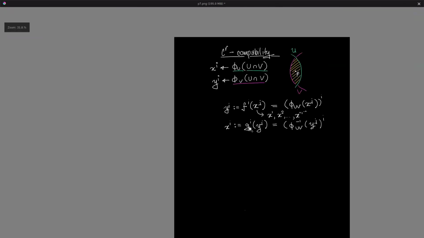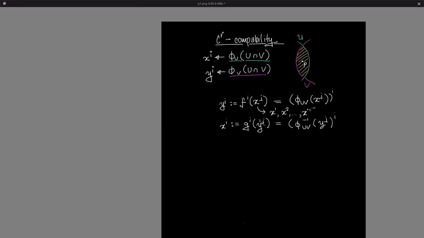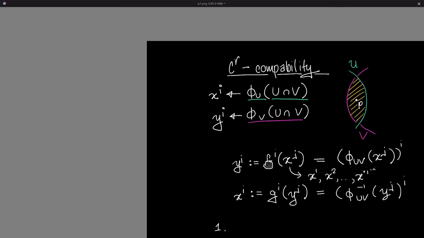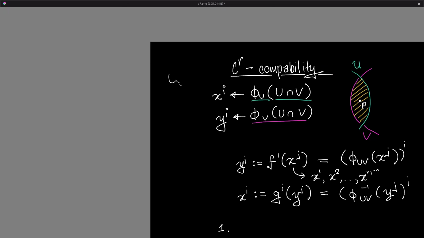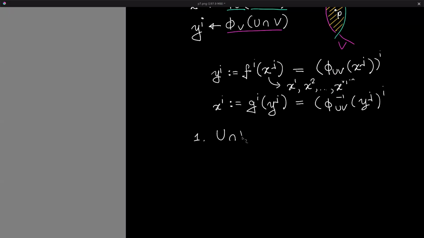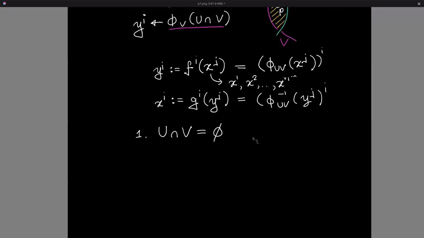And so, what does it mean for two charts to be CR compatible? We're thinking about two charts on subsets U and V. Either U intersection V is equal to the empty set, meaning U and V don't overlap at all, then they're always CR compatible. We can always put them in the same atlas that we're going to build up to.